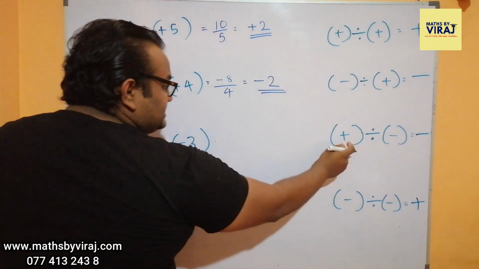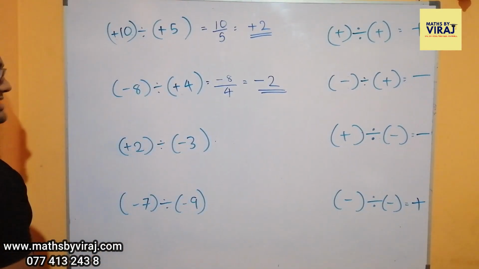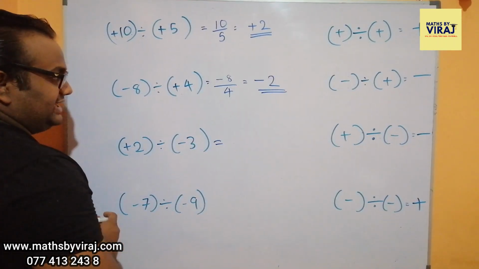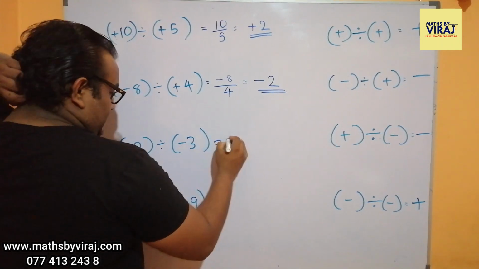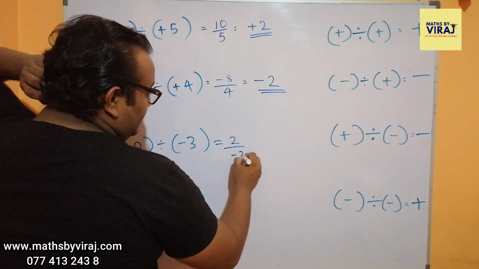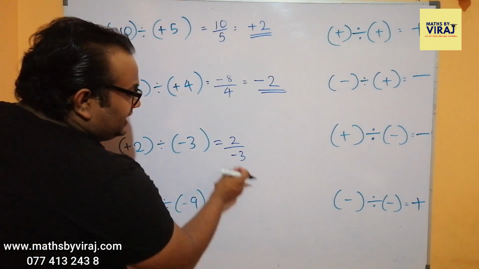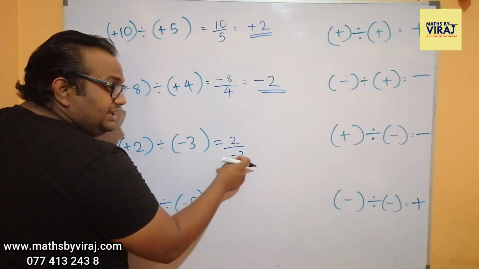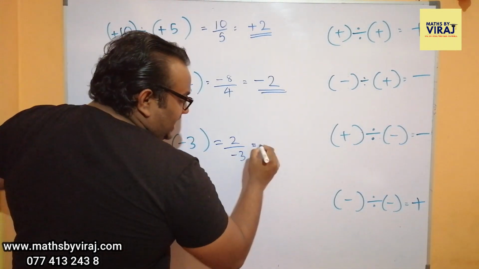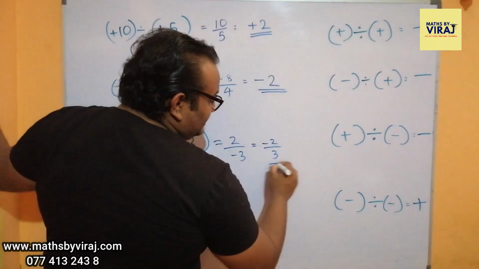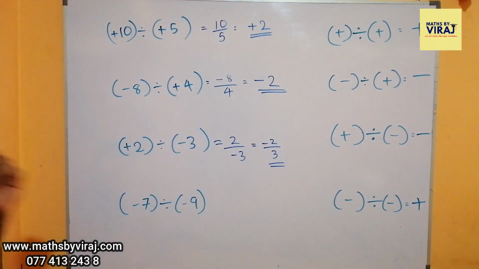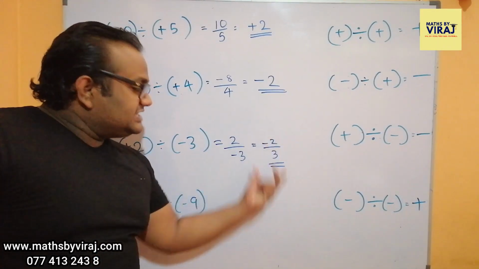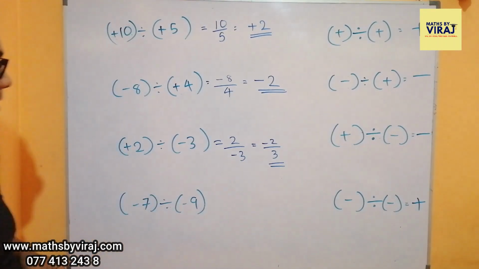If you look at this, plus divided by minus, the answer is minus. Plus 2 divided by minus 3. Children, this is 2 divided by minus 3. We do not keep the answer in this form. We do not write the negative sign in front of the denominator. So we write it as minus 2 over 3. So the final answer is minus 2 over 3, and any person looking at this fraction knows that this fraction is negative or minus.